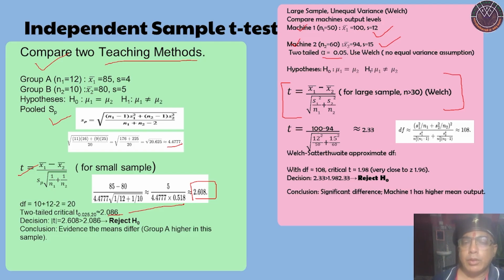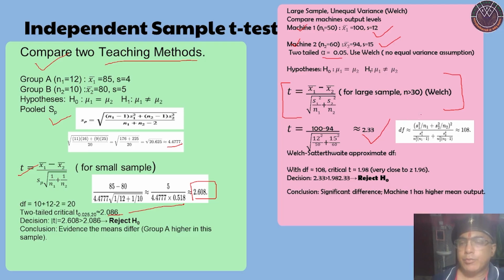So if you calculate using this formula, putting all the values, 100 minus 94, then standard deviation is 12 and 15 here, so you put it here, divided by n1 and n2. So your calculated value is 2.33.